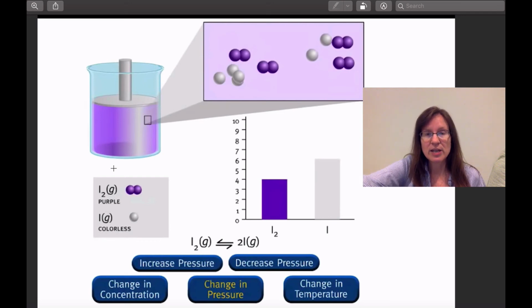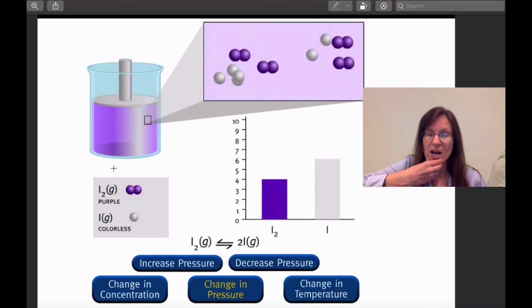But in this particular case, if you increase pressure, again, Le Chatelier says the system wants to shift to try to undo what I've done. So if I've increased pressure by decreasing volume, I want to shift to make less stuff, because back in gas laws we learned less stuff means less pressure.